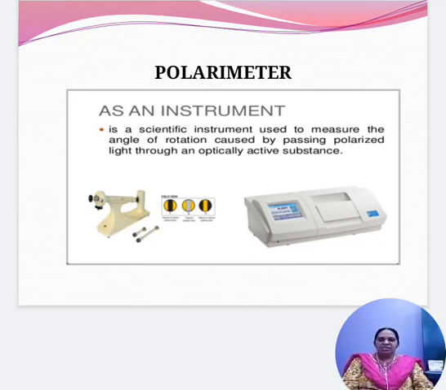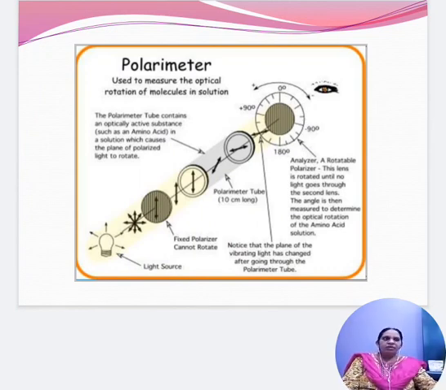You are going to measure the angle of rotation caused by passing polarized light through an optically active substance. Inside the polarimeter, the construction is as shown in the figure. It consists of a light source, then two polarizers. One acts as a fixed polarizer, which cannot be rotated.